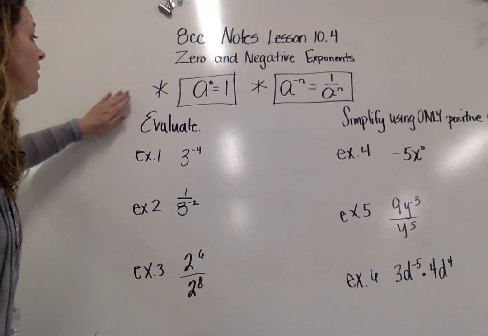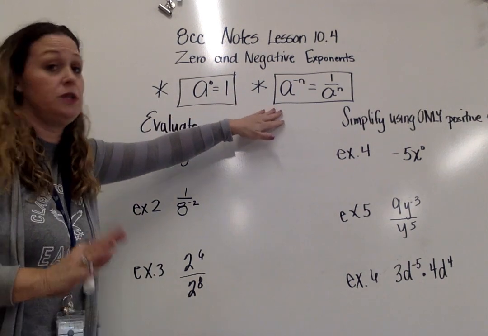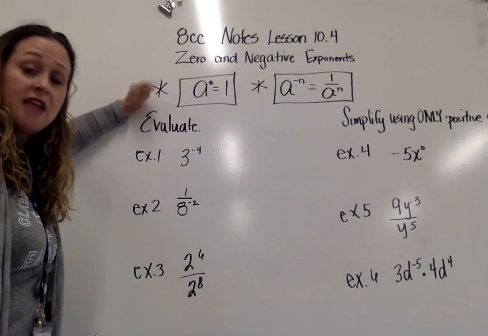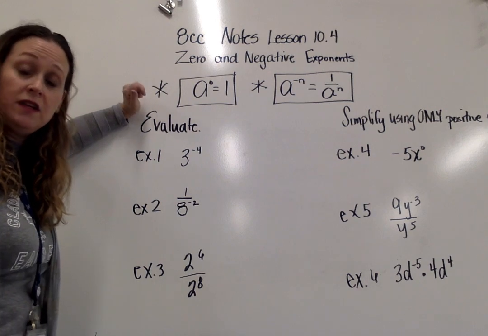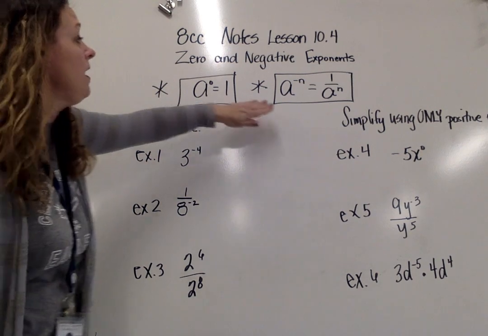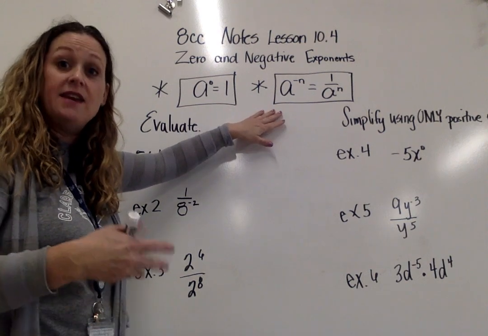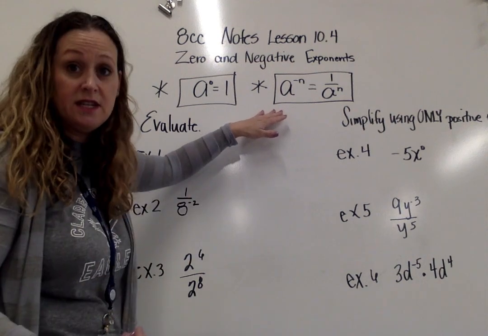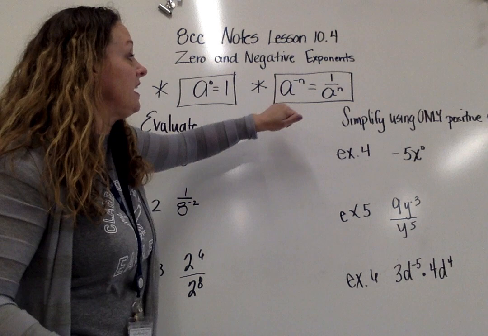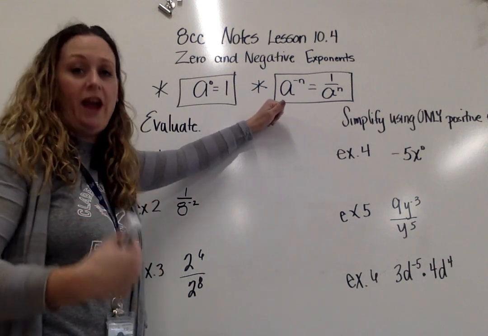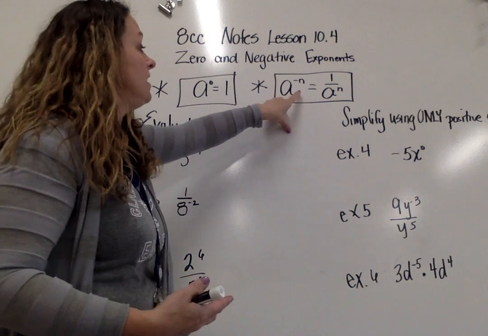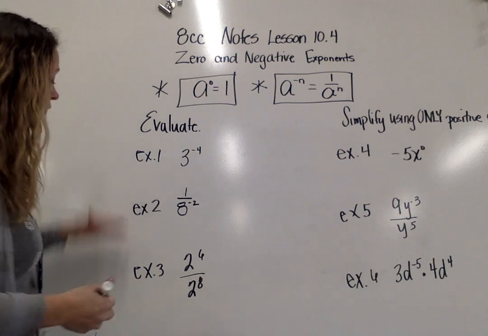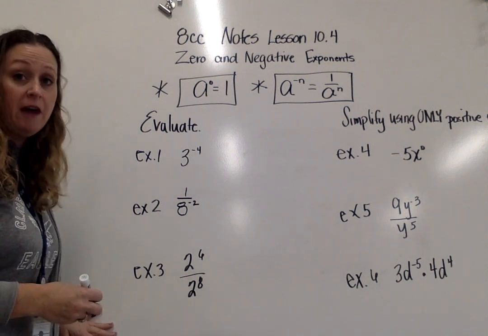So the first part of the notes is these 2 rules that you are expected to know. This is saying that if there is a base of a and the exponent is 0, it equals 1. So anything to the 0 power equals 1. The second rule says that when you have a base of a and a negative exponent, you simplify that by moving the base and the exponent to the denominator. So a to the negative n is the exact same thing as 1 over a to the positive n. So you've taken it from the numerator and moved it to the denominator in order to simplify it and eliminate the negative. The first 3 examples, we're going to simply evaluate.